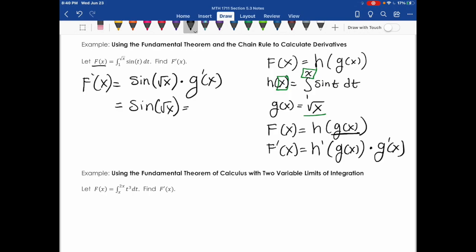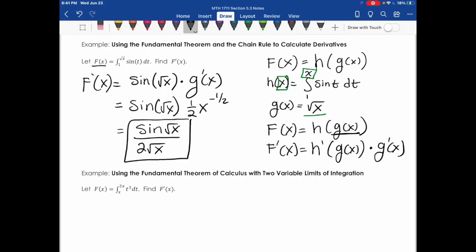The derivative of that inner function is going to be 1/2 x to the -1/2, because we can rewrite the square root of x as x to the 1/2 and use the power rule. So now when we clean this up, I have the sine of the square root of x all over 2 times the square root of x in the denominator. So this is the derivative of our capital F function using the fundamental theorem of calculus and the chain rule.